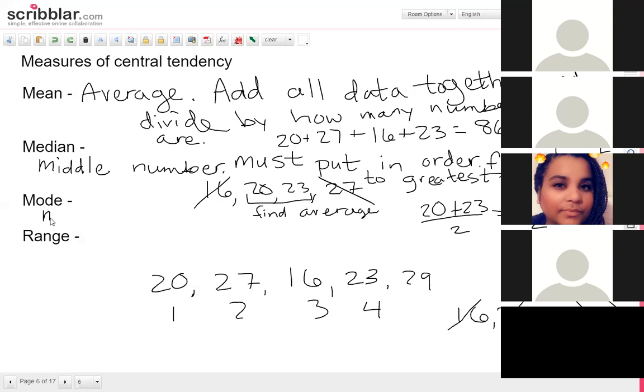Mode is the number that occurs most often. I remember mode because it starts with the same 2 letters as most. Okay. And sometimes there is no mode. Let's go back to our original set, since that's all the examples we have for the rest. If there is no repeated number, none of the numbers repeat, then we have no mode.